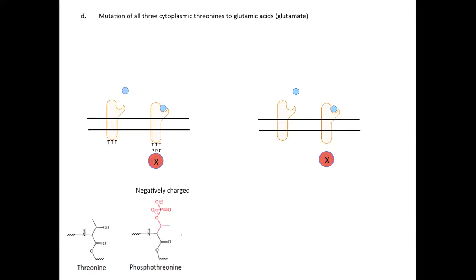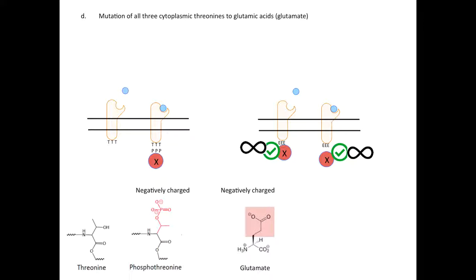What if you mutate all 3 cytoplasmic threonines to glutamate? Will protein X still bind? Unlike threonine, that needs to be phosphorylated first to be negatively charged, glutamate is already negatively charged. So binding of the receptor to protein X would no longer be dependent on signaling. This interaction could be present all the time.